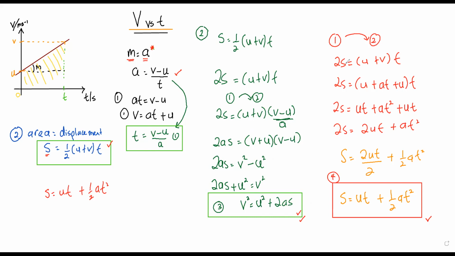Here, we try to understand how we get the last formula. We rearrange this formula, bringing the 2 up, so we get 2S equals U plus V times T. We substitute the V, which we get from the first formula, and we work it out. We finally get this formula. So this is how we get the formulas. It all starts from this graph. We have to know how to use these 4 formulas, and also, of course, the other 2 formulas, average speed and average velocity.